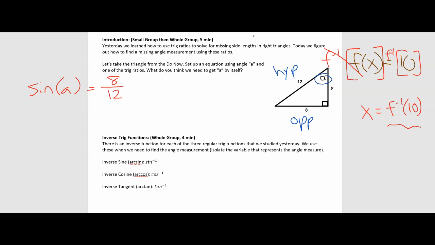So over here we do the same thing. We actually have an inverse sine function. And I'll just write this all new. Inverse sine, that's how it's read. It's not read sine to the negative first power. It's just read inverse sine.